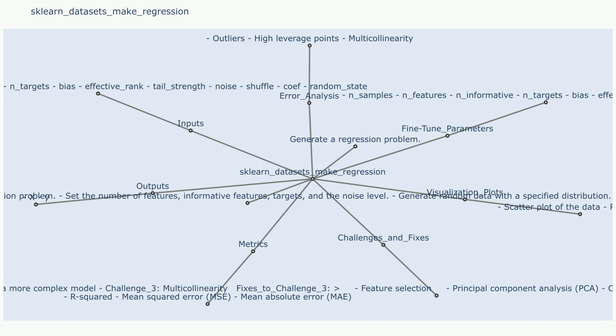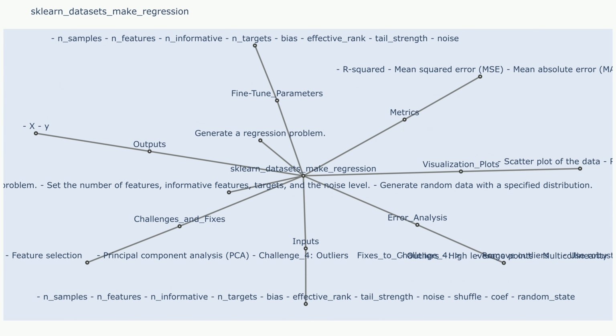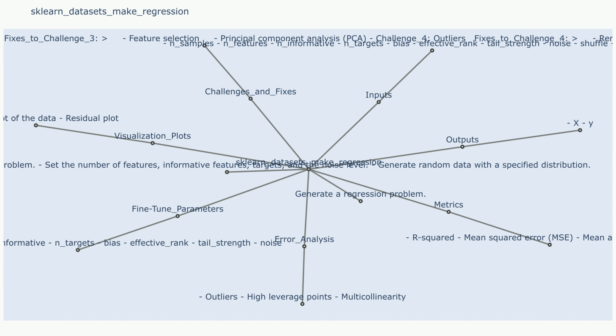Challenges and fixes. Challenge 1. The generated data may not reflect the complexity or specific characteristics of real-world datasets. Sample use case. When modeling financial data, the generated data may not capture the time series dependencies present in real-world financial data. Fixes. Use real-world datasets or augment the generated data with domain-specific features or temporal relationships.